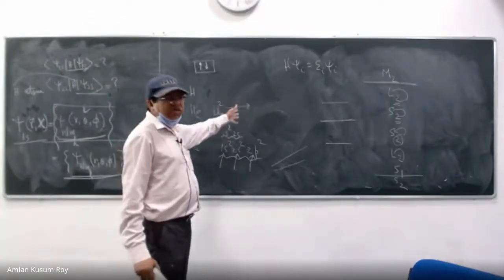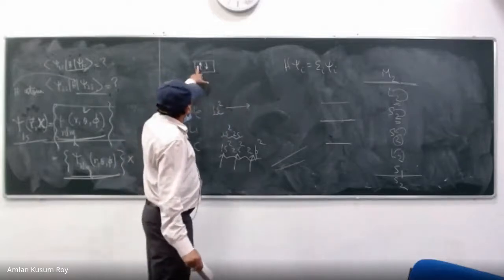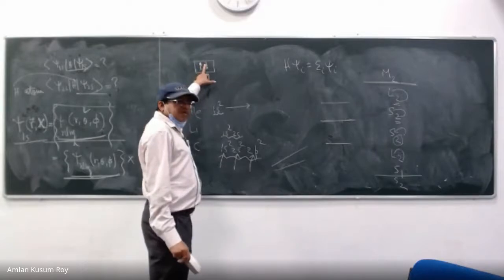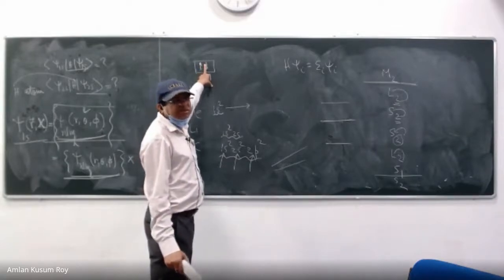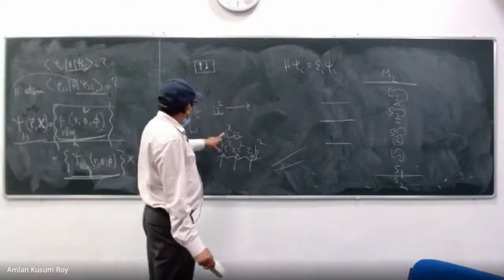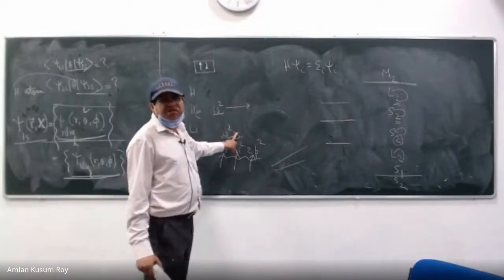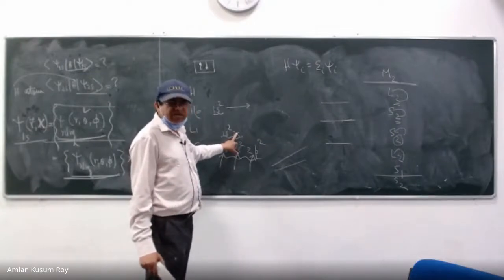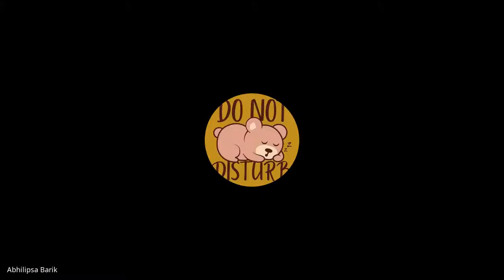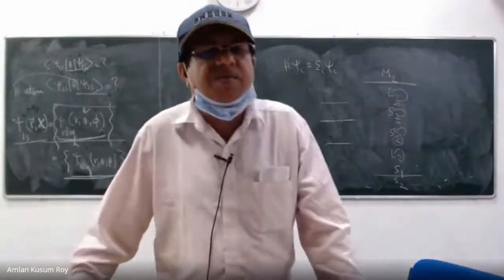We need to understand how the angular momentum of this electron and the angular momentum of this electron can be coupled. That will give you the resultant state. There is a very specific rule. That is what we wanted to understand today. So we need to understand the coupling of the angular momentum.